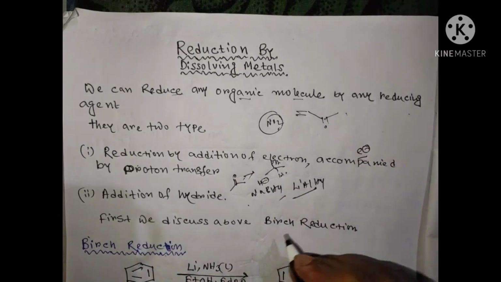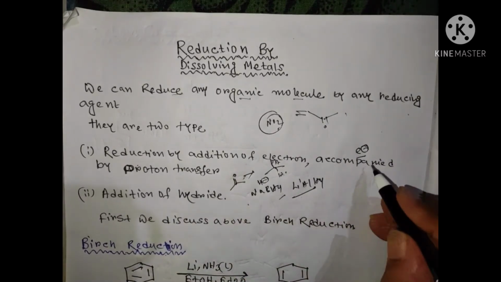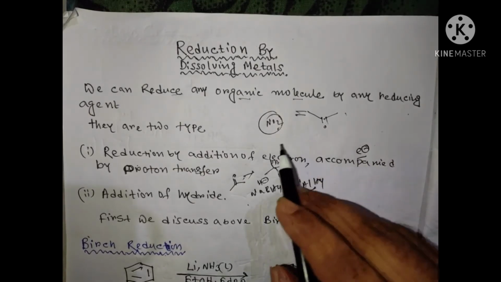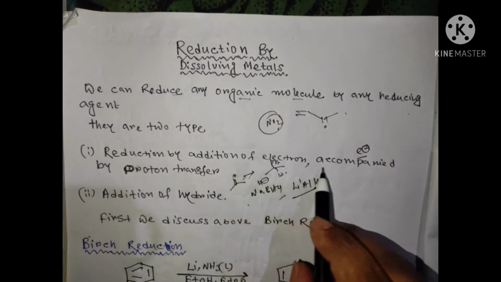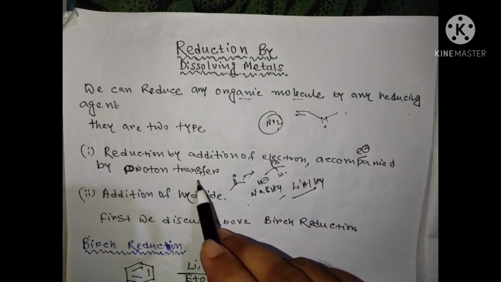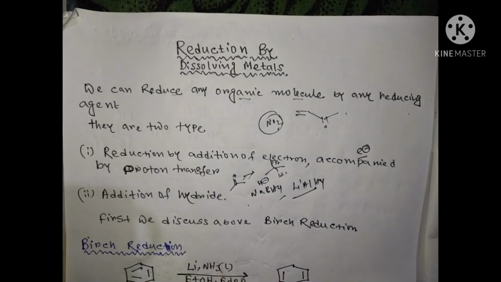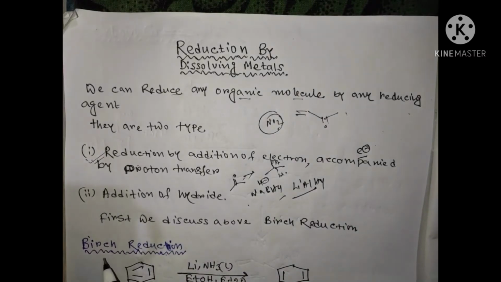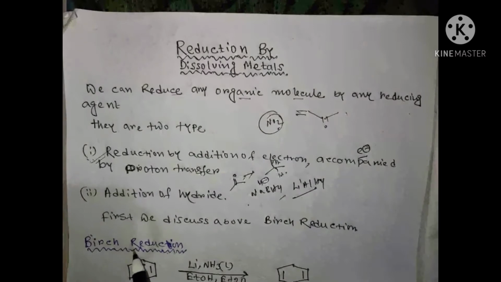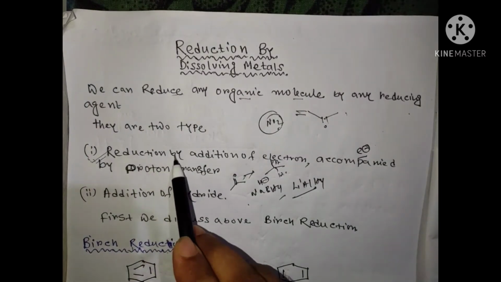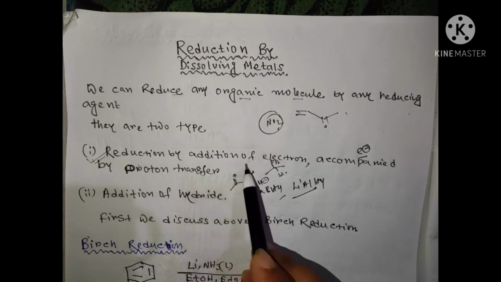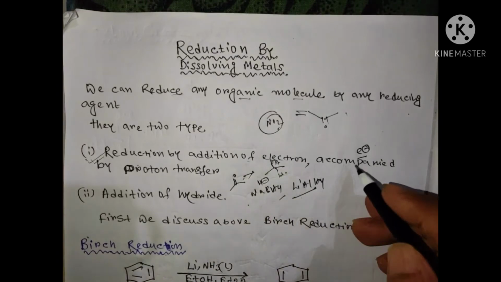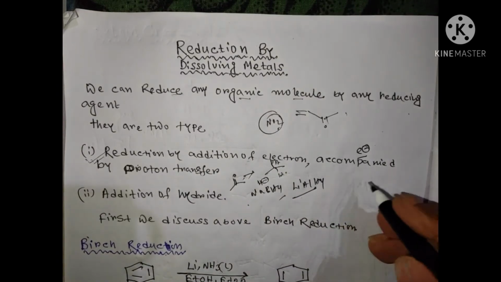So electrons can reduce any organic molecule, and after that we use a proton source. So this is the process. Under this first way, we discuss the Birch reduction. Birch reduction is a kind of reduction of this type, by the addition of electron. In this way there are two or three reactions we have heard about.